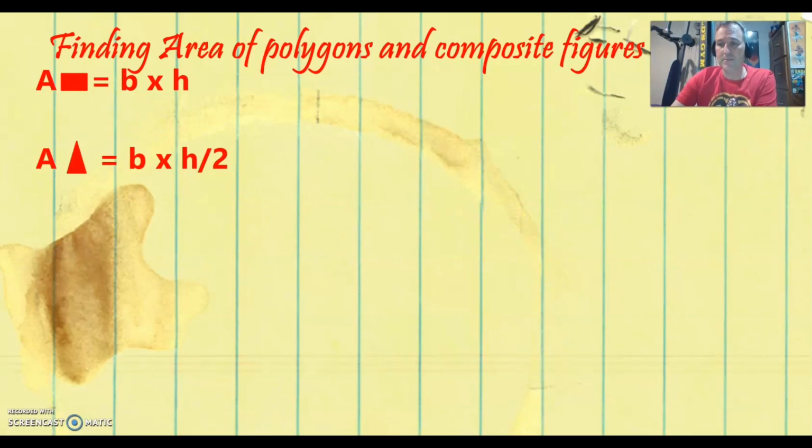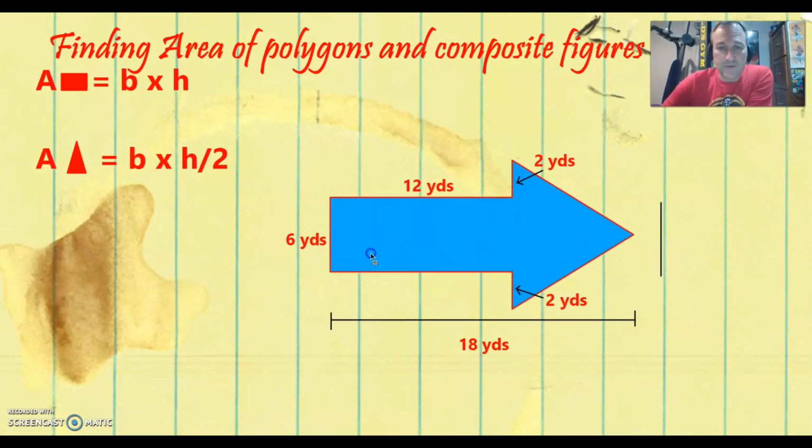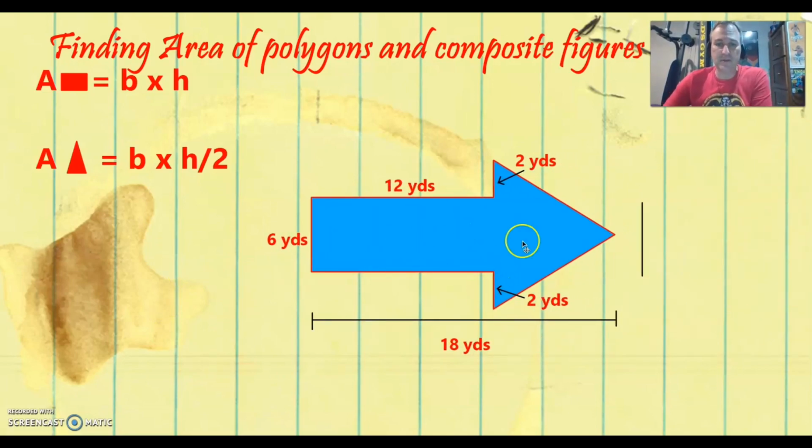So, next problem, we'll continue to find the area of a composite figure using this picture right here. Just your typical arrow pointing to the right with certain measurements already built into it. So a composite figure like this basically means it's another figure, another polygon built out of other shapes.